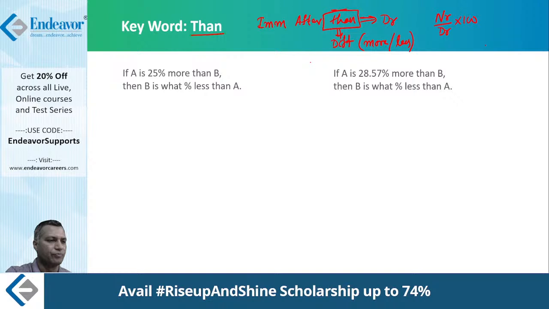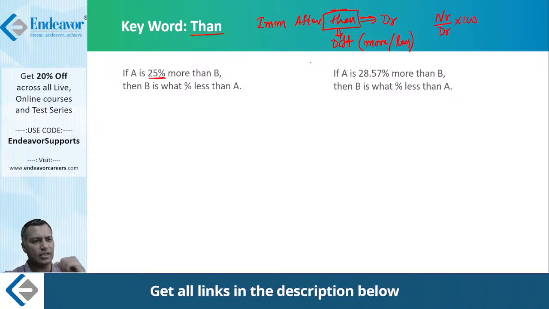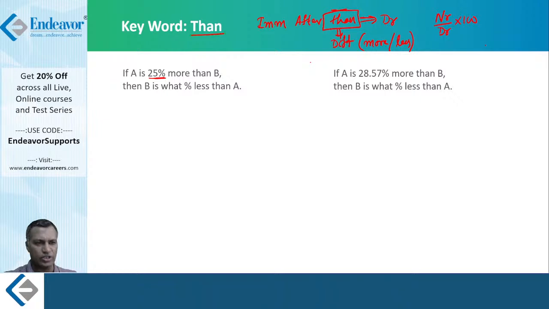A is 25% more than B. It's given. A is 25% more than B. Then B is what percentage less than A? So you may wonder, the number itself is missing. A is 25% more than B. Where is A here? Where is B here? Right? That doubt you may also get. So I'm talking about two things here at a time.